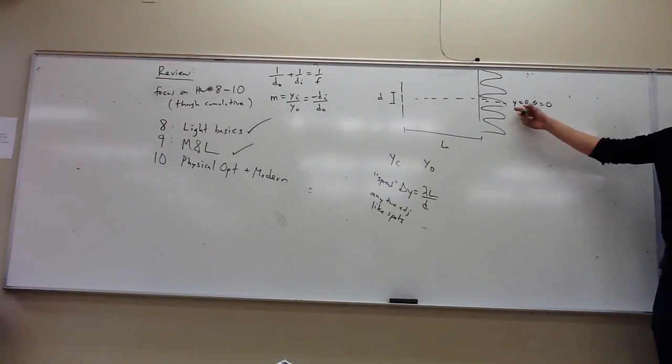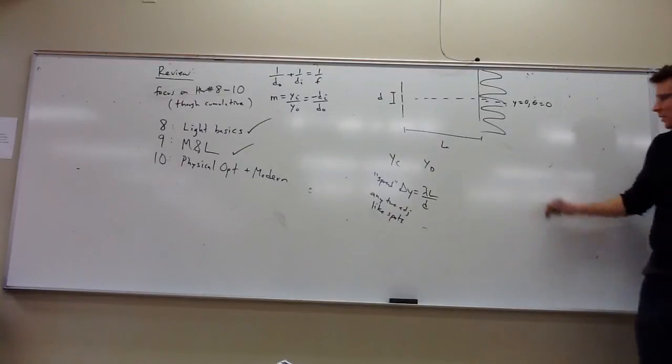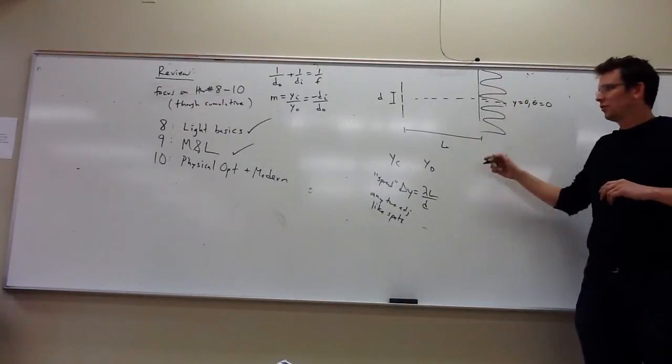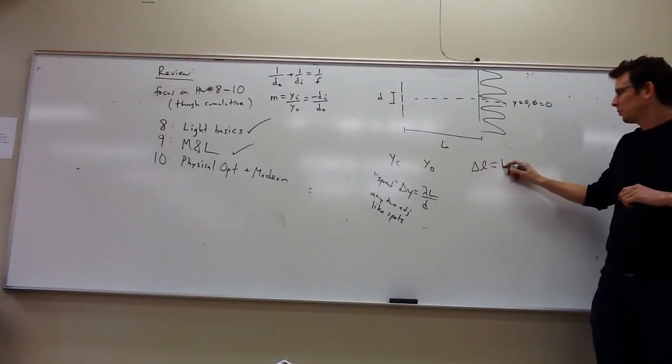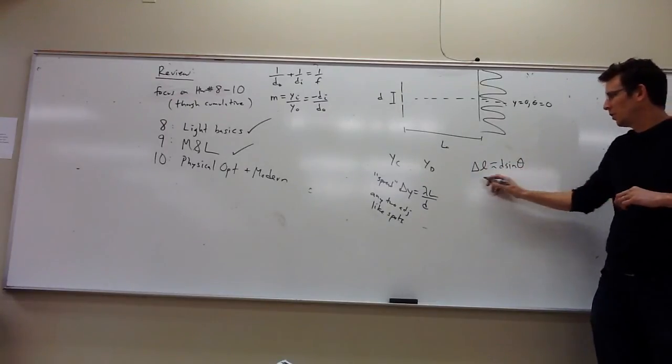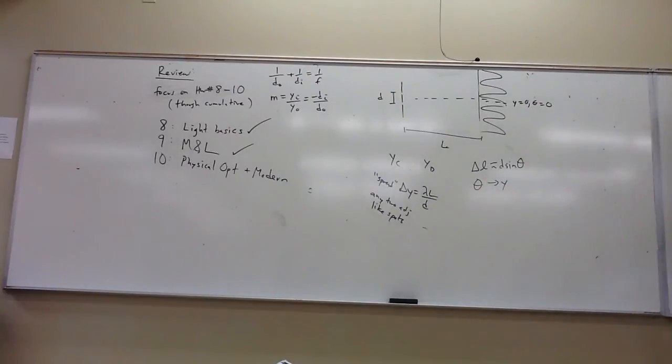There are 2 approximations that we make here because we're only interested in a visible part of the pattern. The first one allows us to very quickly get the path difference. So delta L is approximately d sine theta, and the second one allows us to convert theta into y, which is our end goal, to say where these features of the pattern are.